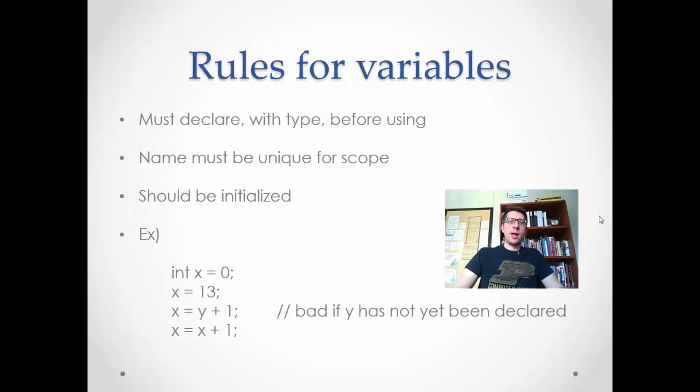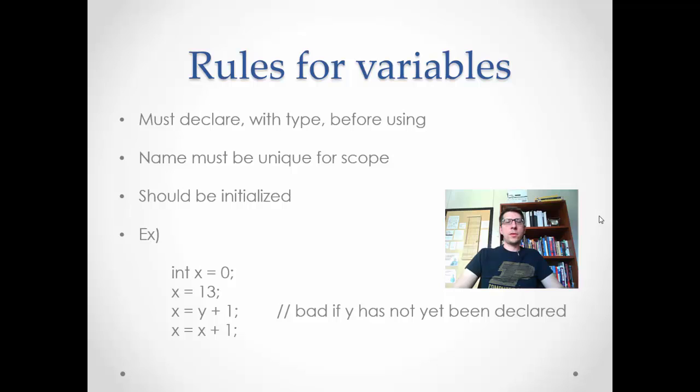Secondly, the name should be unique for the scope. We haven't talked much about scope yet. Scope is defined in a programming language like Java by the curly braces. And really what it means is it tells the computer the location in the code where it should actually bother reserving space for a given variable.